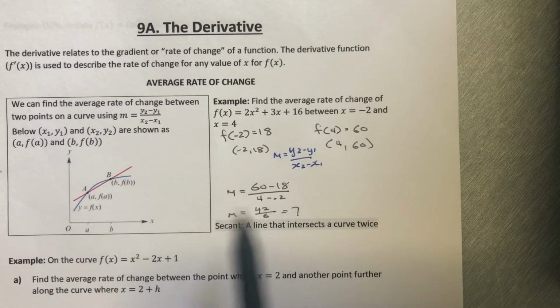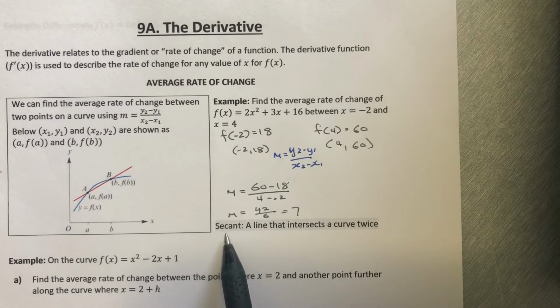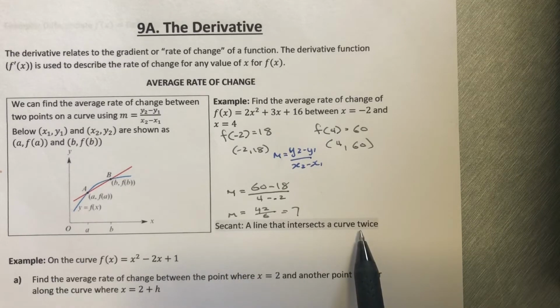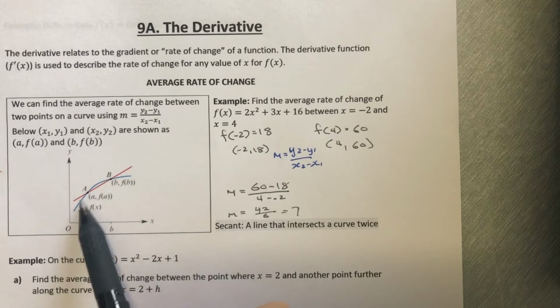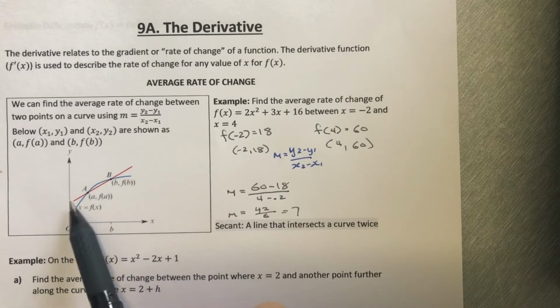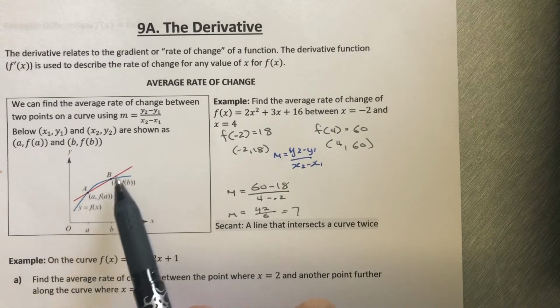Now I've put this down here because you might see the word secant sometimes when we're talking about average rate of change, and it just means a line that's intersecting a curve twice. So if you look over here, we've got the blue is the curve, red is a secant line because it intersects it twice.